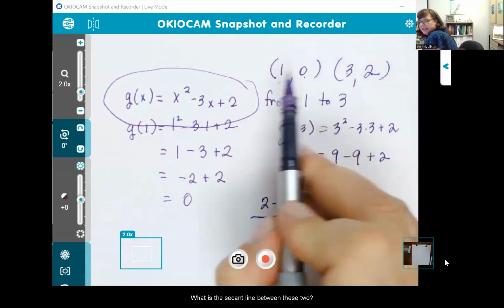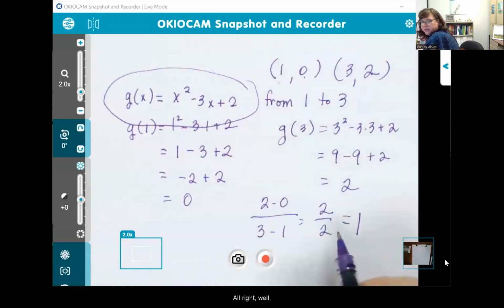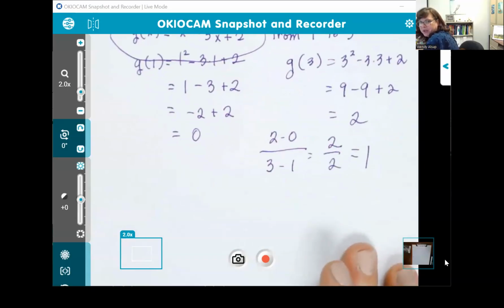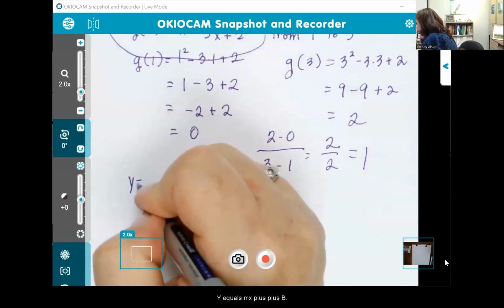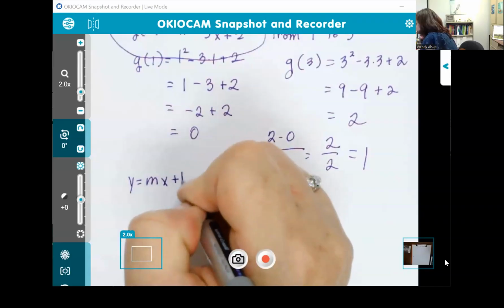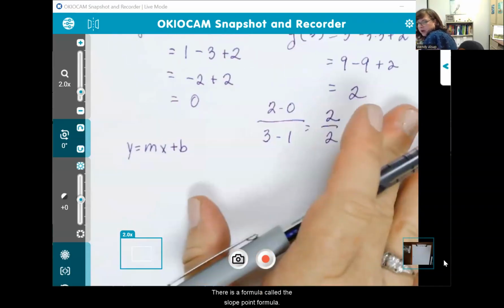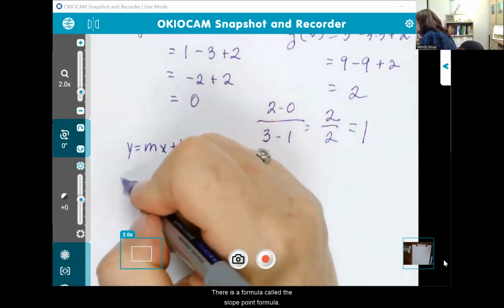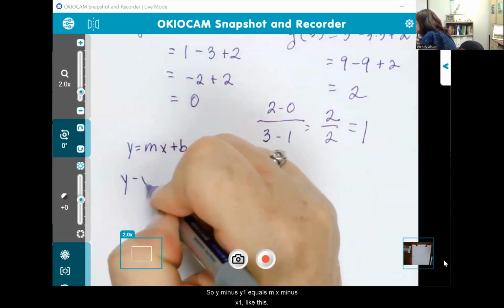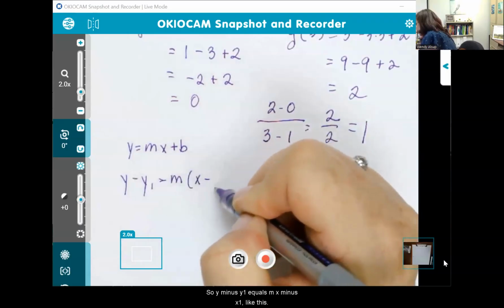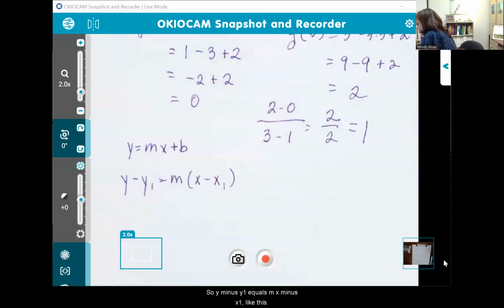What is the secant line between these two? Well, this is the slope of that secant line. So think about a straight line. We'll use that formula y equals mx plus b. And we have a slope of 1. There is a formula called the point-slope formula: y minus y1 equals m times (x minus x1), like this.